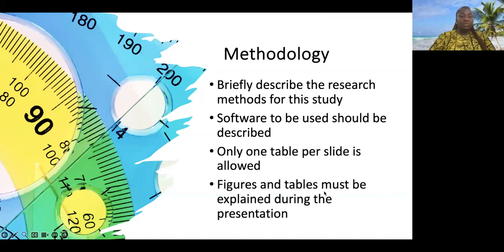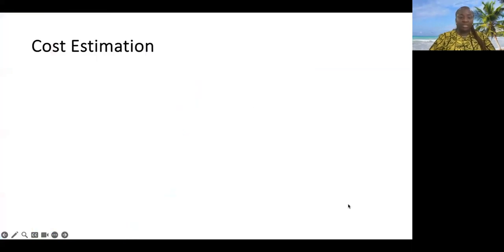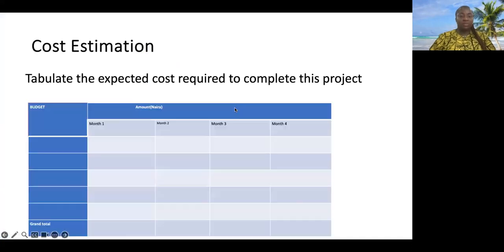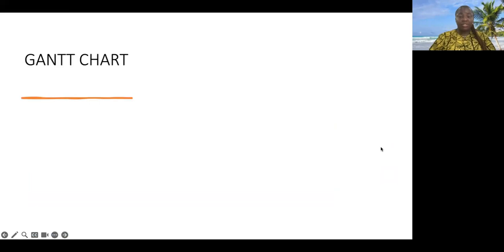And remember that you need only one table per slide and one figure per slide. You cannot put table and figure together in your presentation. Since it's a proposal, we also want to know how much this project is going to cost you. So we need you to tabulate the cost required to complete this project, and you can tabulate it like this, or if you have a better way of tabulating, please go ahead.